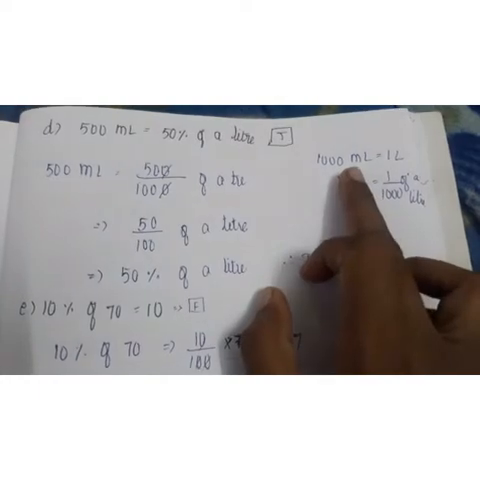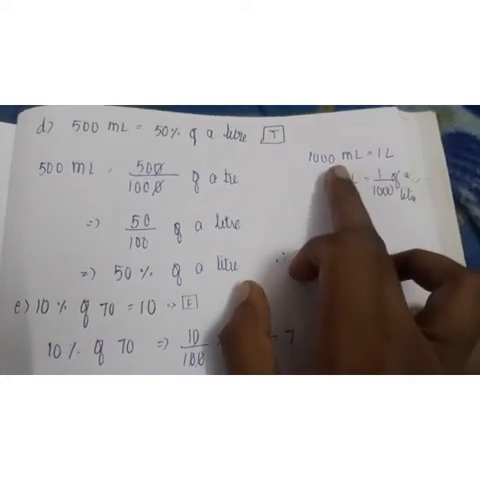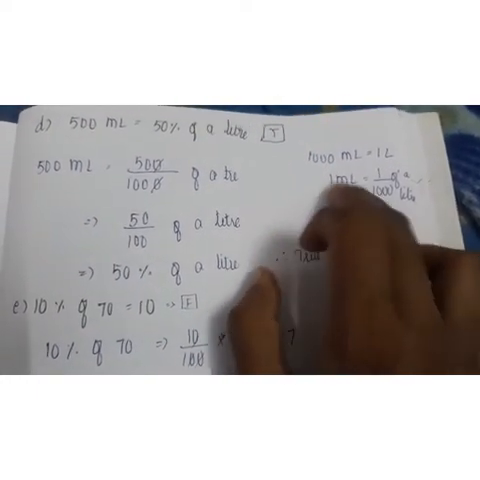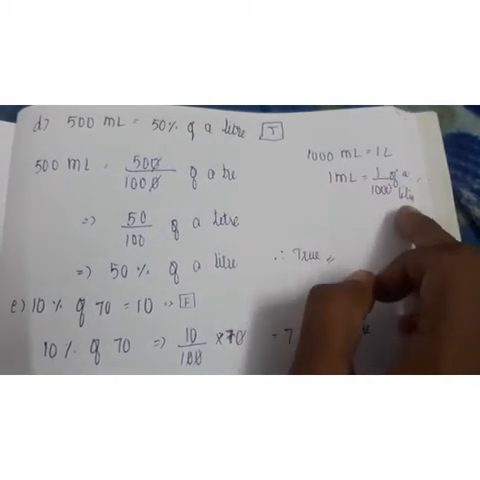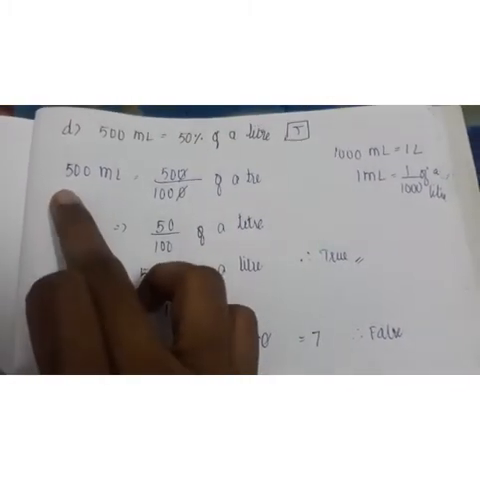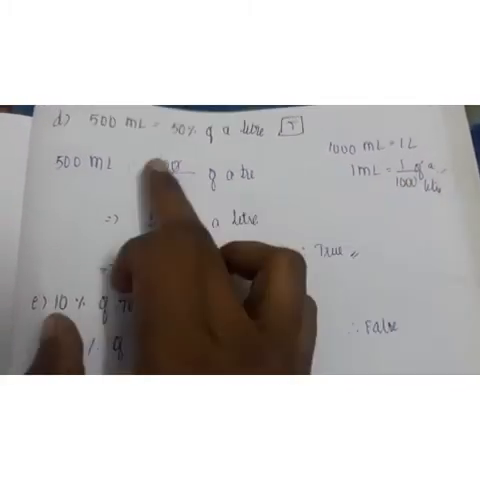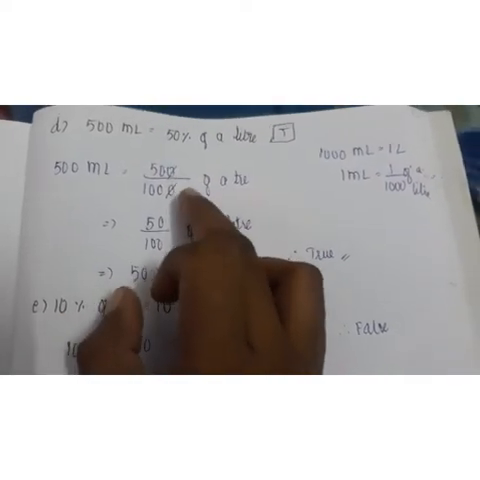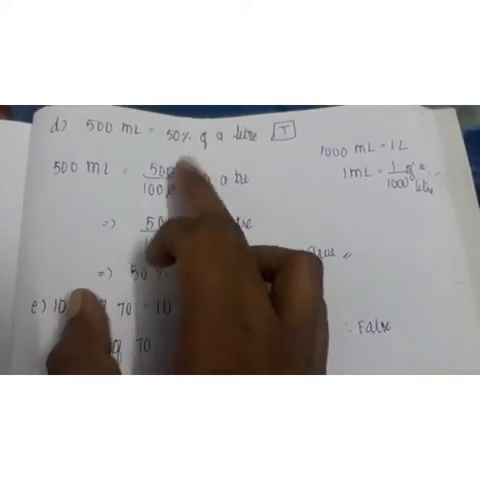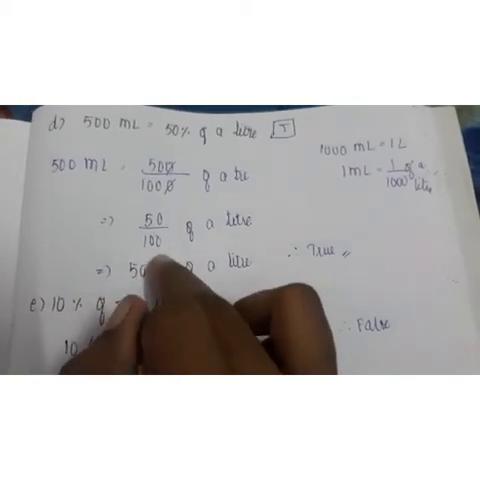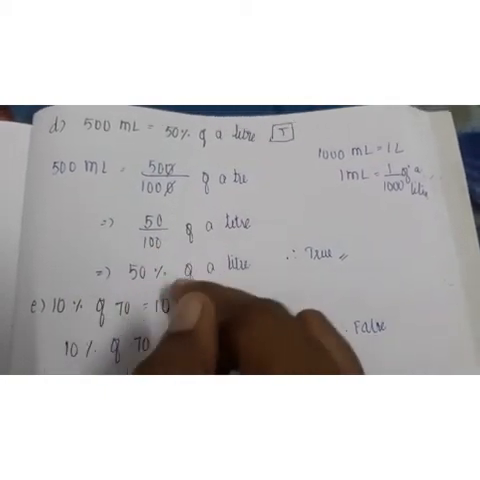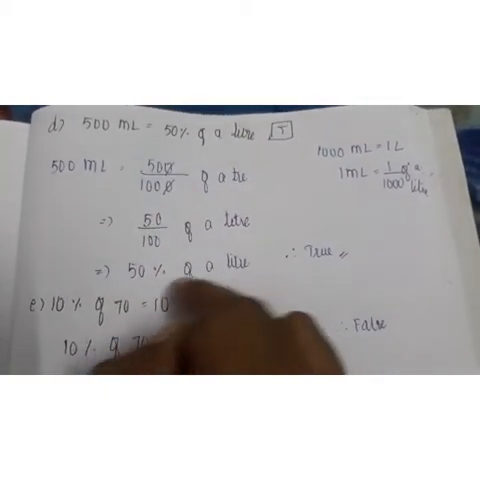See, 1000 ml is 1 liter, right? 1 liter is equal to 1000 milliliter. So 1 milliliter is equal to 1 by 1000 of a liter. Okay, so here 500 milliliter, so 500 by 1000. So here also same thing, you can cancel 1 zero. Then you will get the denominator 100. So 1 by 100 is percentage now. So 50 percentage of a liter.